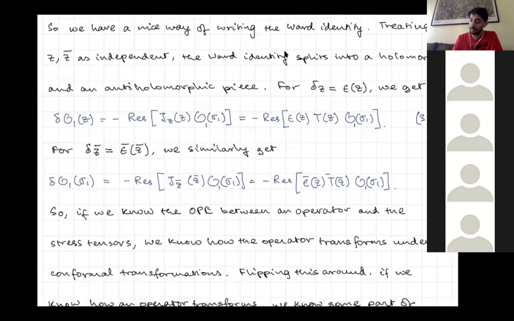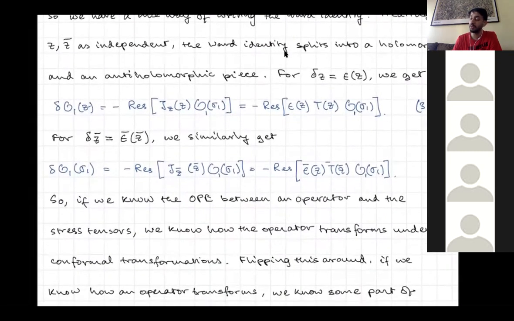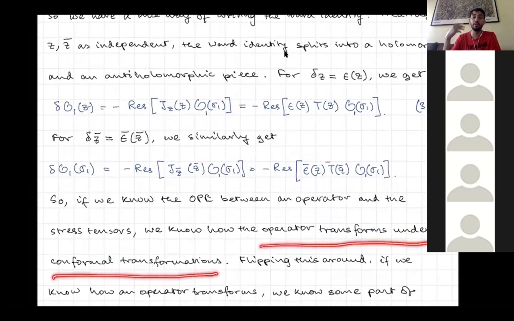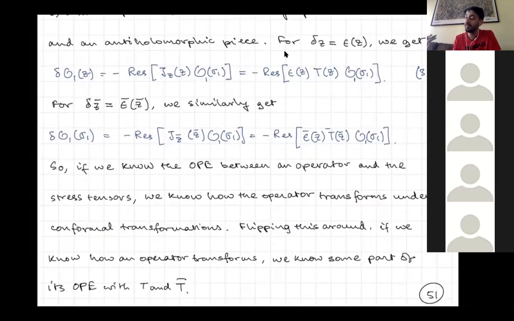So in a sense, what we are stressing here is that if you know the OPE between an operator and the stress tensor, we know how the operator is going to transform under these conformal transformations. Or equivalently, if you know how the operator transforms, we know at least some part of its OPE with T and T bar. So that was one thing that we did last time.